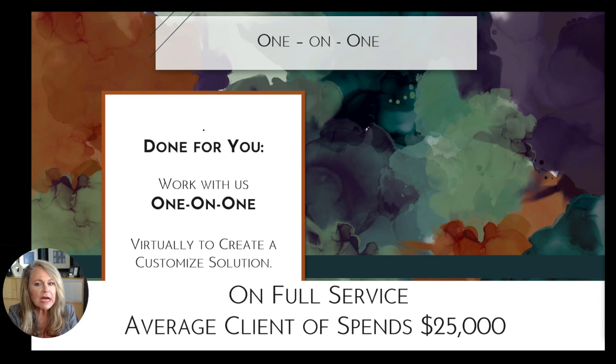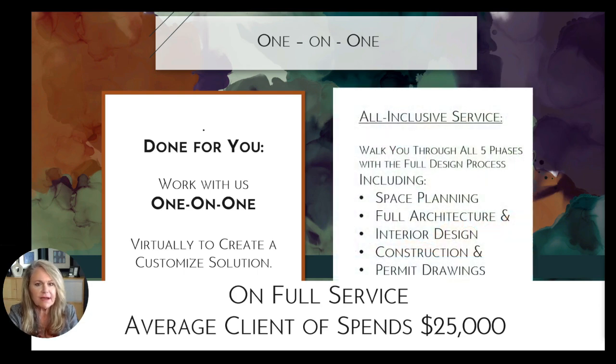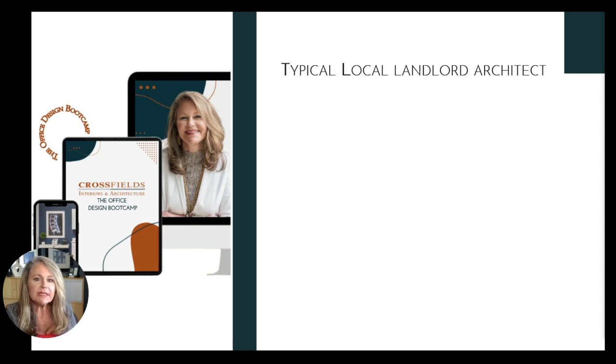Now, this course is not going to teach you to be an architectural designer. You still need an architect and an engineer to create the drawings, to get your office through permits and be constructed. So let's start with that. Let's look at where that comes out. So typically your local landlord architect will be able to get you what you need for permit for around $4 to $5 a square foot. And sometimes this is even included free in the landlord's offer.